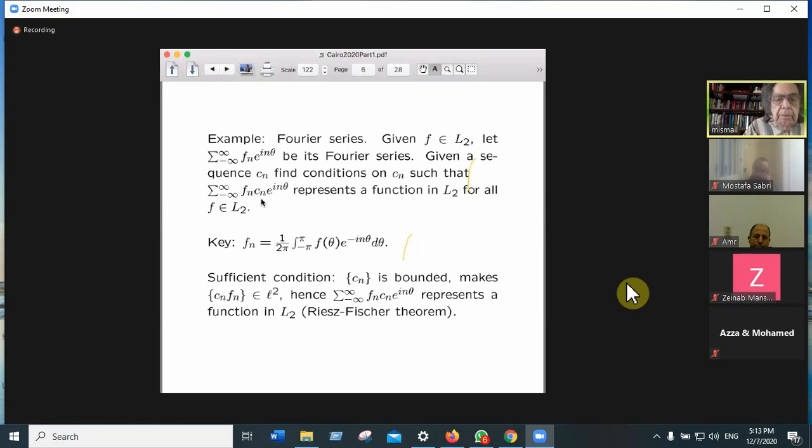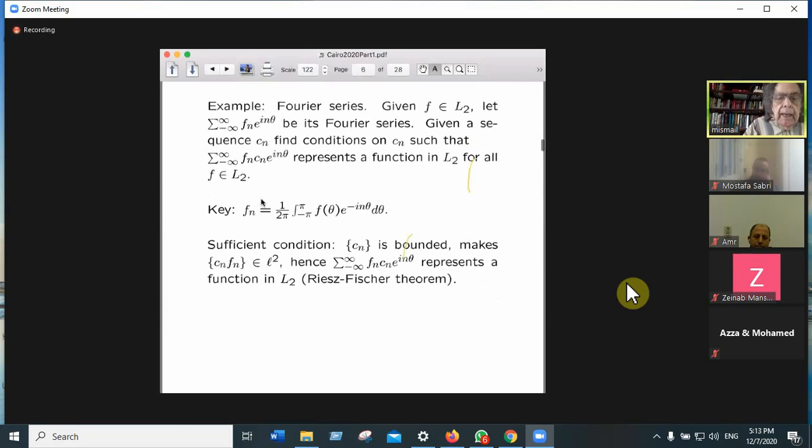This is sort of the baby version of the multiplier problem. And of course, the idea is this. I know what the Fourier coefficients are, and then all I want to do is multiply this by Cn.